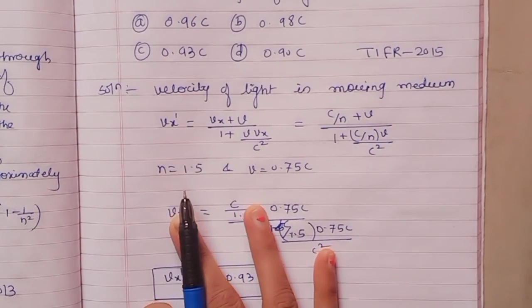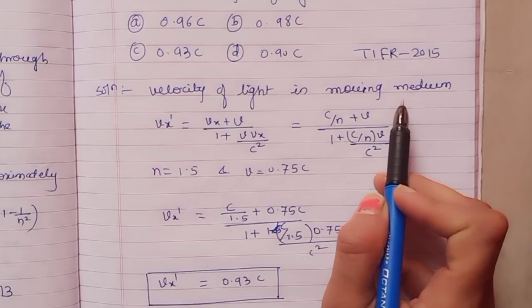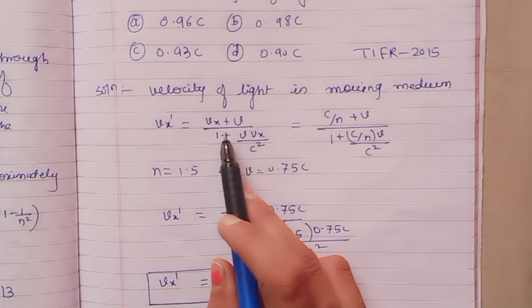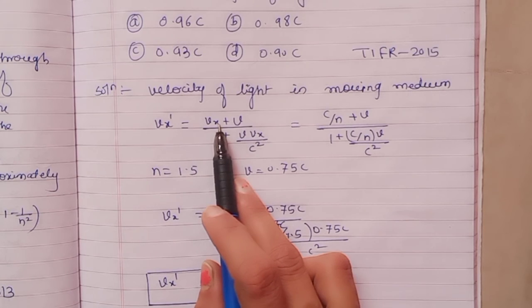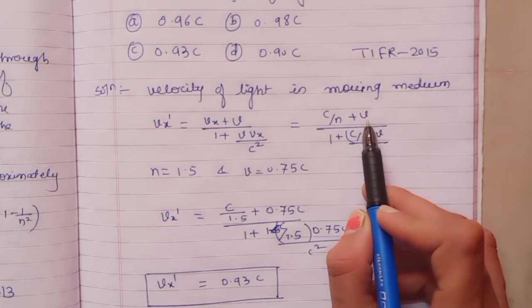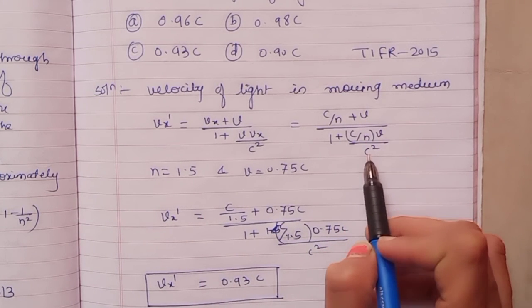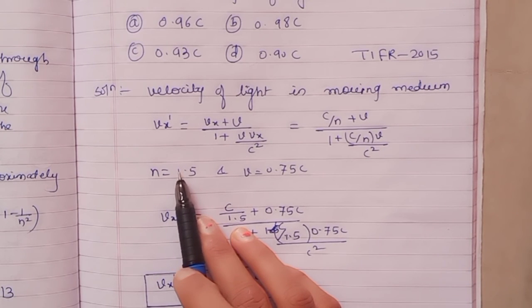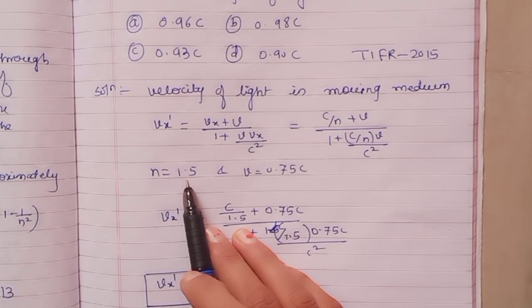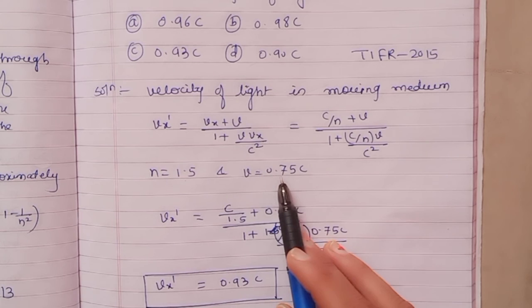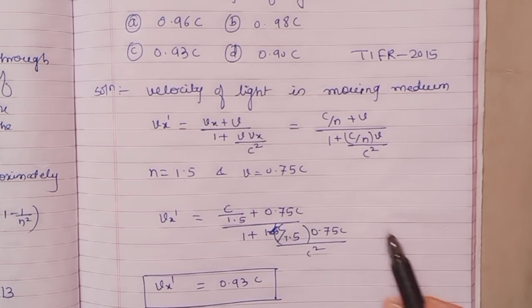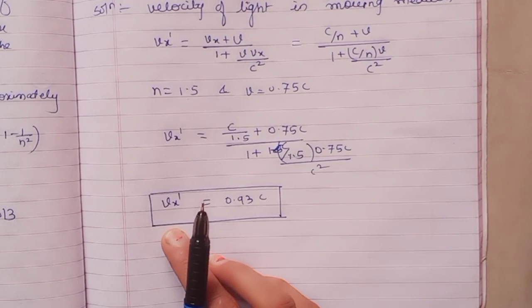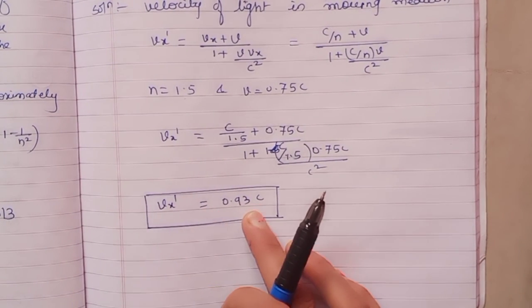So we know that velocity of light in moving medium is given by this formula, vx dash equals vx plus v upon 1 plus v vx upon c square. vx की वैल्यू हम लोग लिखेंगे c by n plus v upon 1 plus c by n into v upon c square. The index of refraction is given, that is 1.5 in the problem, and v is also given, that is 0.75 c. So you just have to substitute the value of n and v, solve it, and you will get vx dash equals 0.93 c.